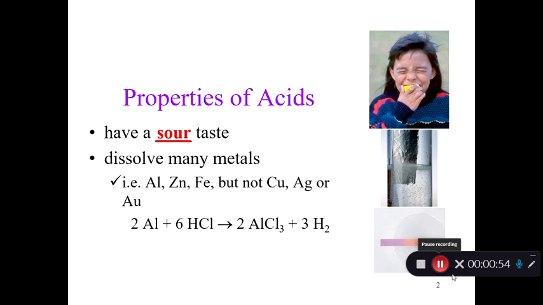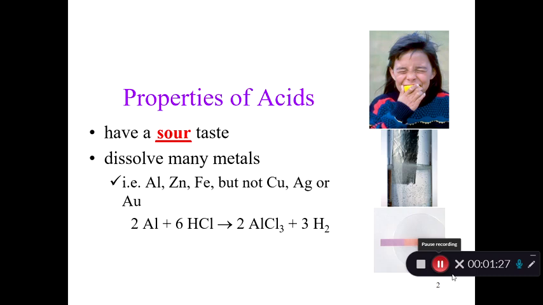The second property of acids: acids dissolve many metals, not all metals. Please look at the examples. We cannot dissolve copper, silver, and gold in acids. In other words, if you have a silver ring and acid spills on your silver ring, you don't need to be worried about your silver ring. You just need to be worried about your skin.